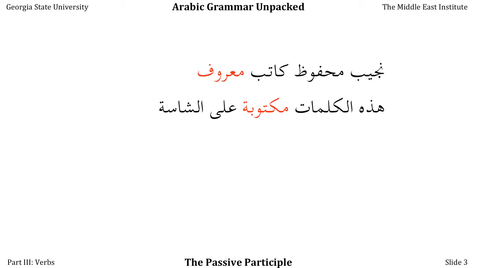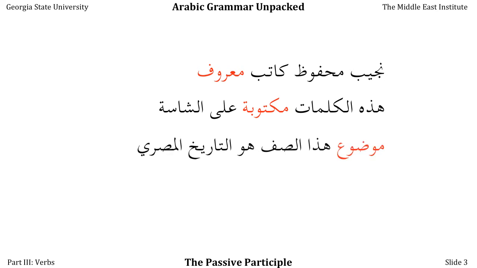Another example, هذه الكلمات مكتوبة على الشاشة. These words are written on the screen, where we've taken the verb kataba, to write, and turned it into an adjective, maktuba, written. They have been written is the idea here.